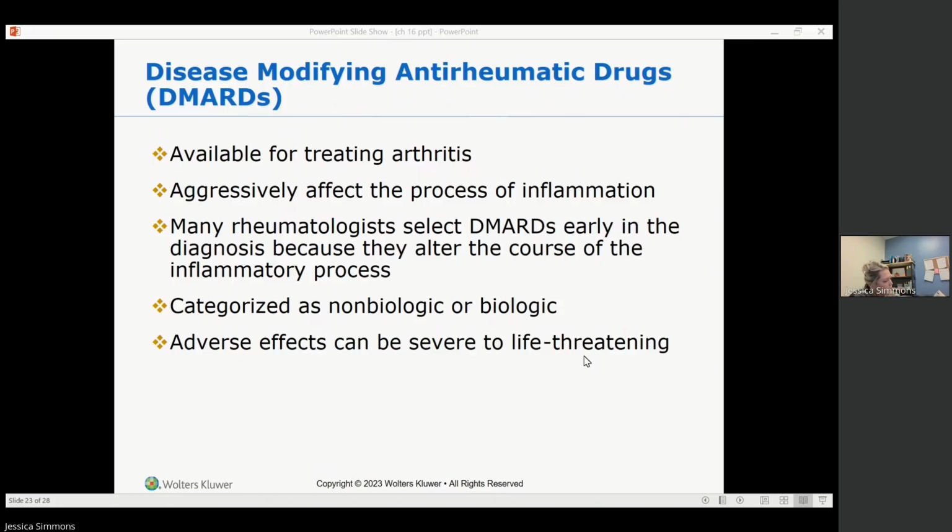DMARDs, there are two types of DMARDs discussed, which include tumor necrosis factor blockers, which are biologic, and others. Several DMARDs are discussed in other chapters, which include methotrexate, hydroxychloroquine, and many immunosuppressant medications. The adverse effects associated with these drugs can be severe to life-threatening because they alter the ability of the body to initiate or carry on an inflammatory reaction.